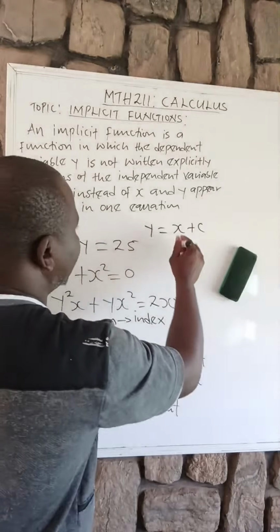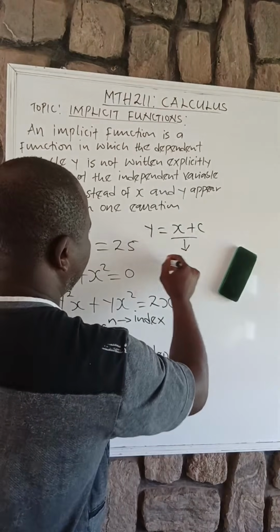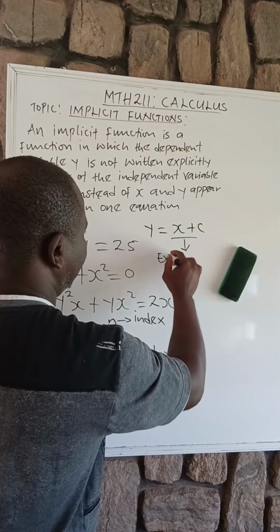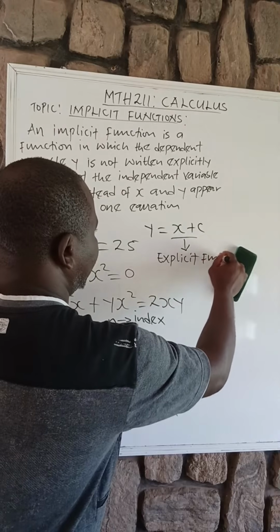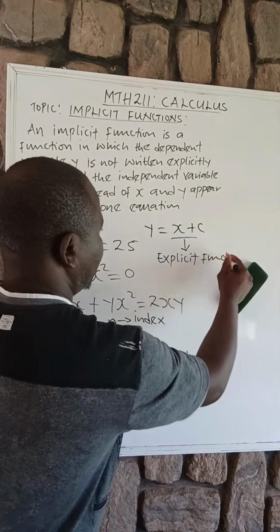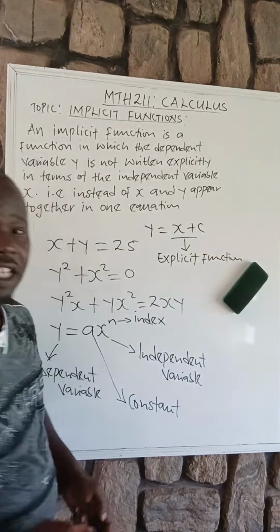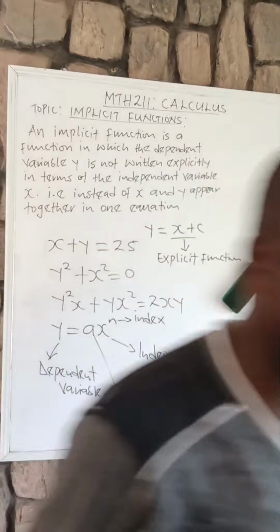Why this is known as explicit. Please, those of you that are just coming, this is known as explicit function. Please take note. Is that clear? Explicit function. Any question, please?